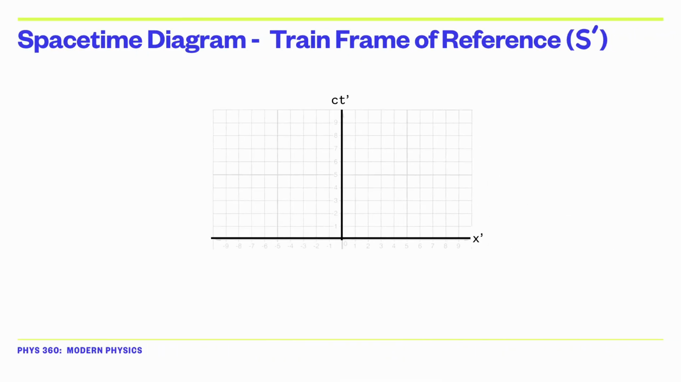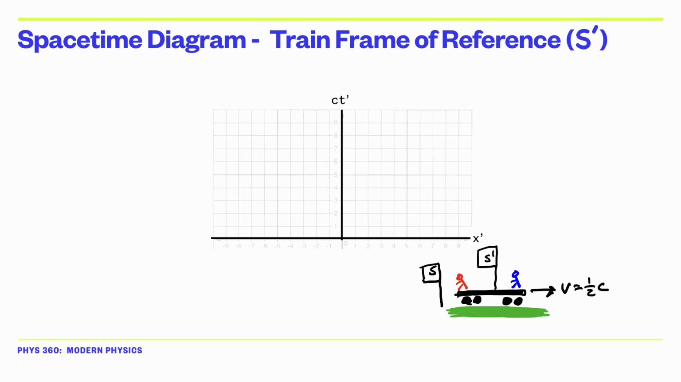Let's draw a space-time Minkowski diagram for the train experiment. We're only interested in what happens for time greater than or equal to 0, so we'll just use the upper half plane. So just as a reminder, we'll draw a little picture. We'll call the ground reference frame S and the train reference frame S prime. We first draw the events from the perspective of the train, so our coordinate axes will be x prime and ct prime.